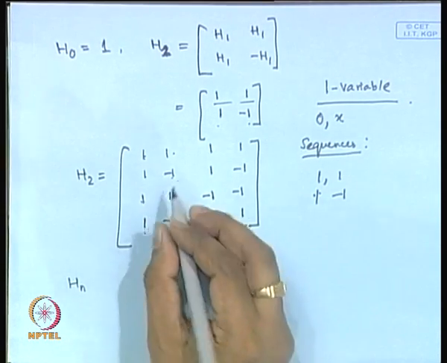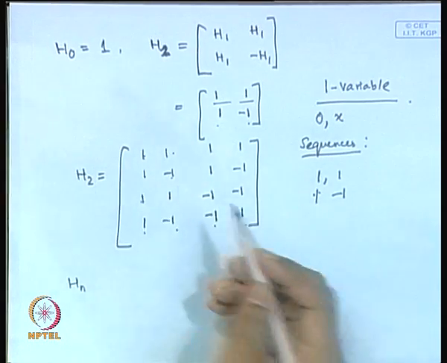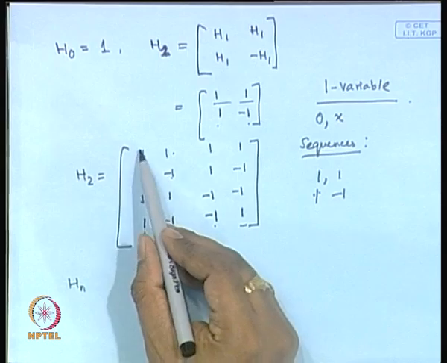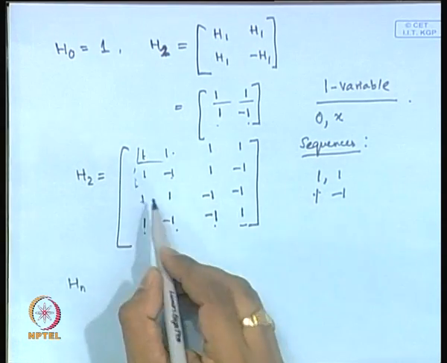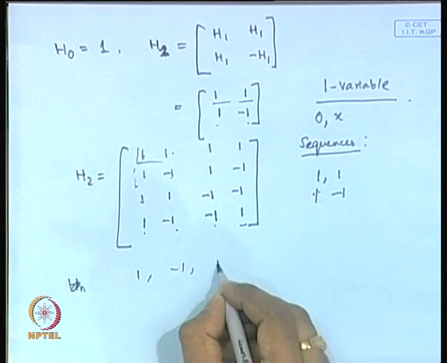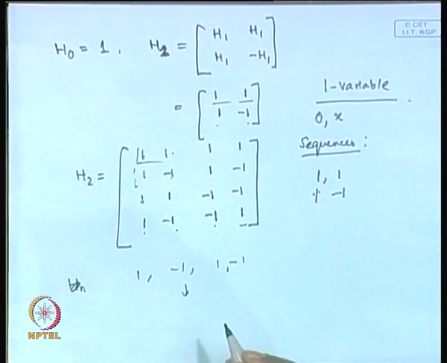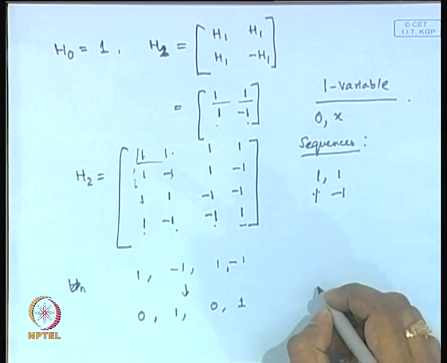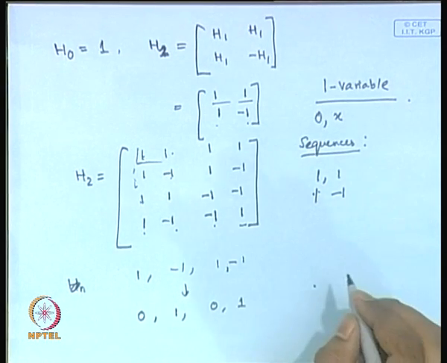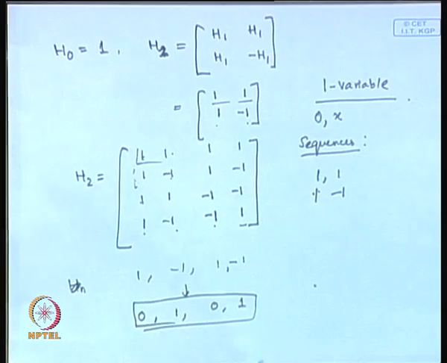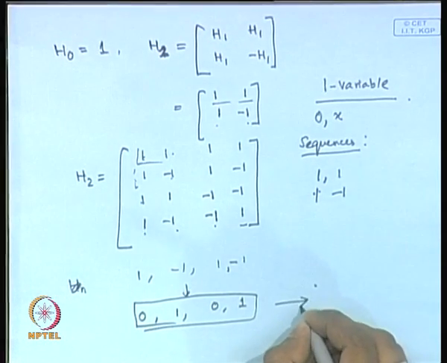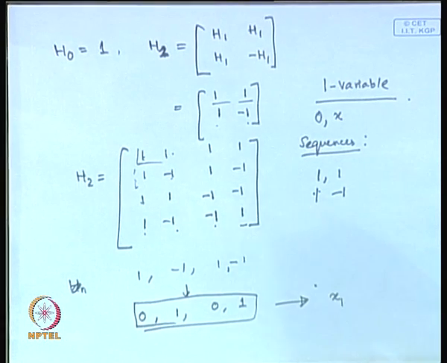So this is a very compact expression. If I want the corresponding linear expression for a given row, then I have to take the corresponding binary representation of it. For example, if 1 minus 1 1 minus 1 is my sequence, then I can obtain the binary sequence from this, which would be 0 1 0 1. Then I have my corresponding variable list. If I take the dot product of this with the variable list, I can obtain that my Boolean function is equal to x1.